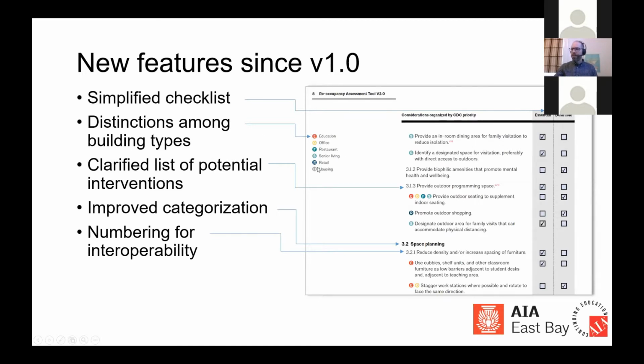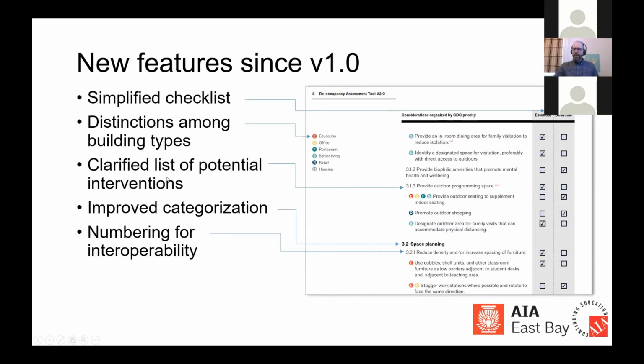Next is the symbology here, distinguishing among building types. By default, where there's no symbol, it's meant to be general and applies to all buildings. But besides that, we have education, office, restaurant, senior living, retail, and housing. And this breakdown corresponds with the building type specific guidance that I mentioned a few slides before. So there is some overlap here with that, but those obviously have more.